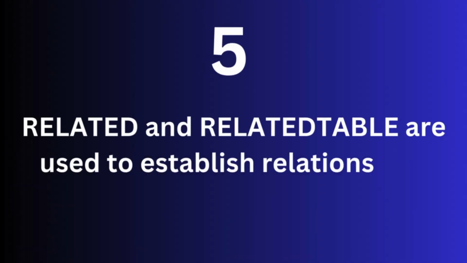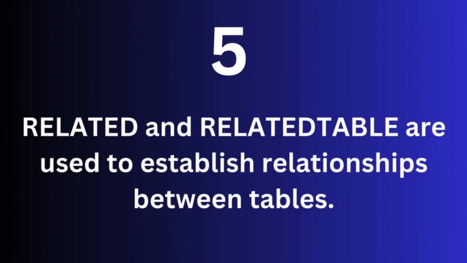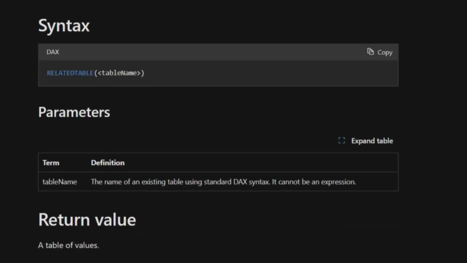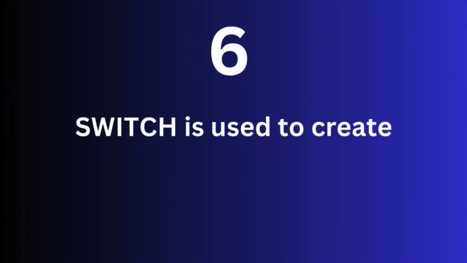The fifth one is related and related table. Related and related table are also important because they are used to create or establish relationships, we can say, from the table. Another one is the switch function.